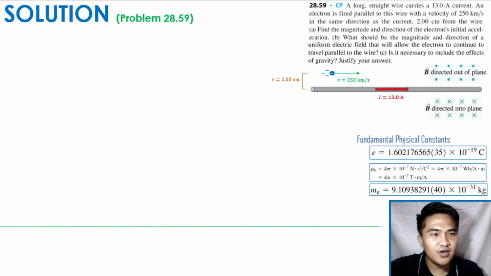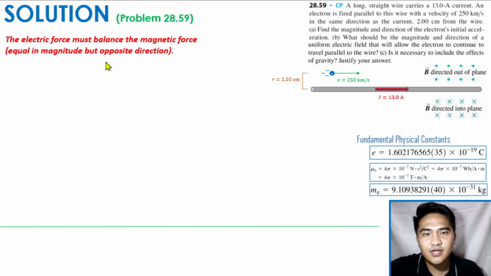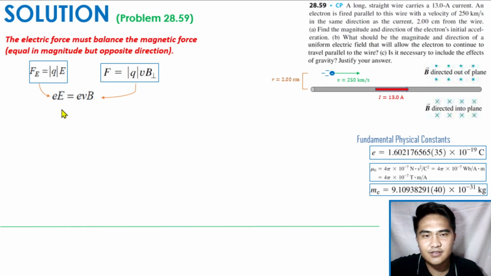For part B, we are asked to find the magnitude and direction of a uniform electric field that will allow the electron to continue to travel parallel to the wire. So the electric force must balance the magnetic force, or they must be equal in magnitude but opposite direction. So the formula for electric force is this, while the formula for magnetic force is this. Equating the two, since they are equal in magnitude, will give this.